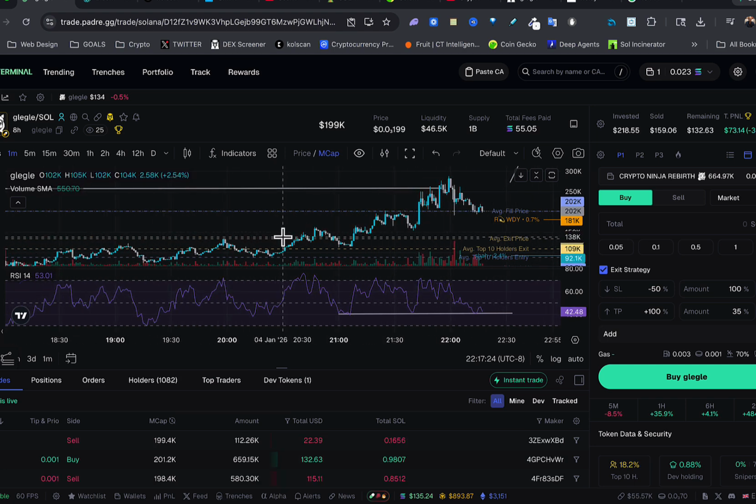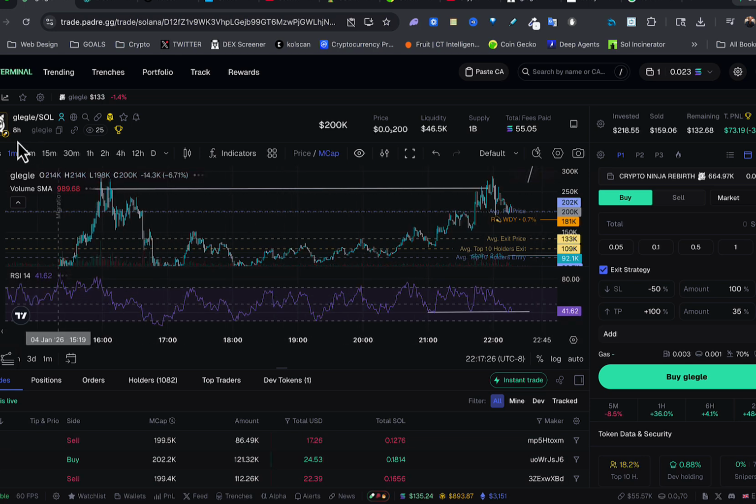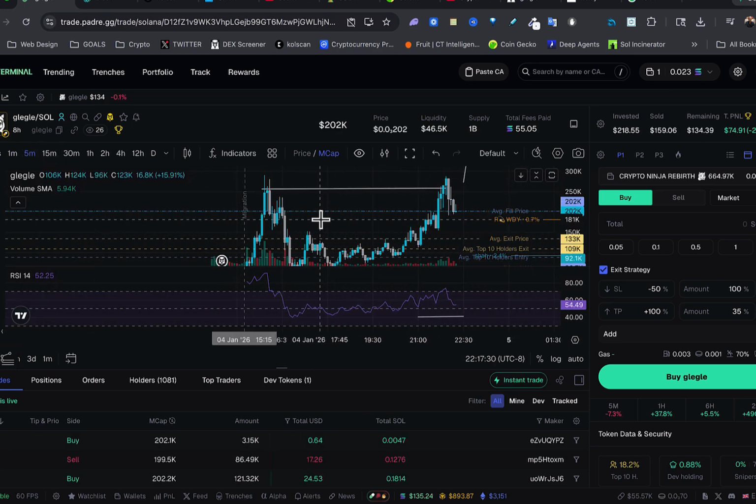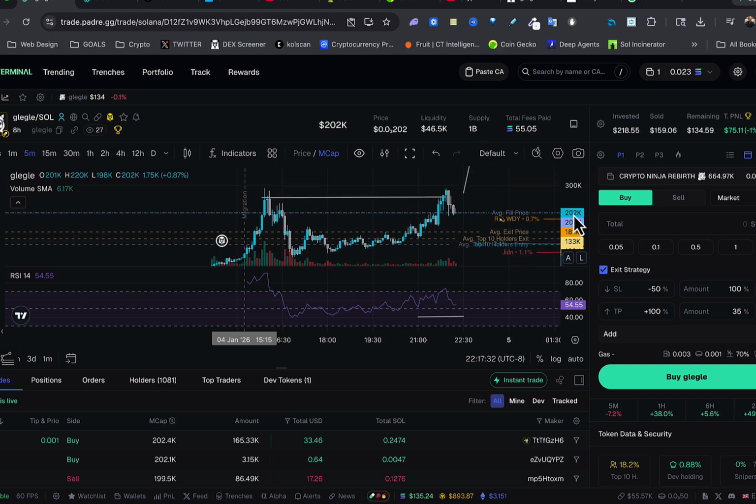Now, this chart right here is actually forming a giant cup and handle. You can see right here. So, yeah, huge cup and handle formation. All right, it's just coming down. This is on the 5 minute. But you can see the RSI right here. It was like overbought, right? And then people started selling it, and then it's coming down here. It looks like it's resetting.